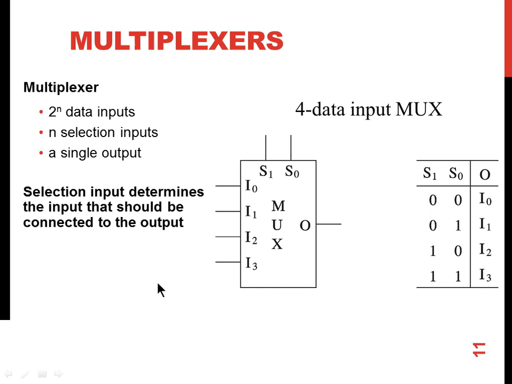There are various examples of combinational circuits. First is the multiplexer. Now here this is a 4 input multiplexer. A multiplexer is a combinational circuit where you have 2 raised to n data inputs.